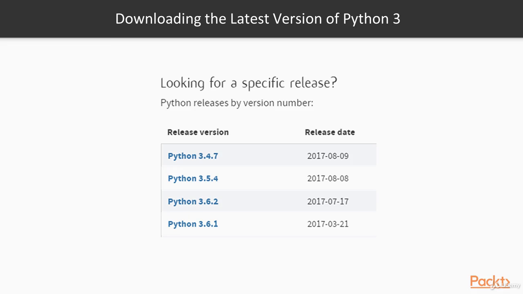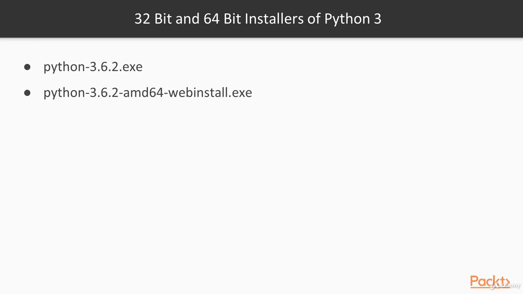In order to install the 64-bit version, we scroll down on the web page and then click the Python 3.6.2 versions. The Windows x86-64 installer will install the 64-bit version of Python 3. The AMD 64 is the 64-bit installer. The other is the 32-bit installer.